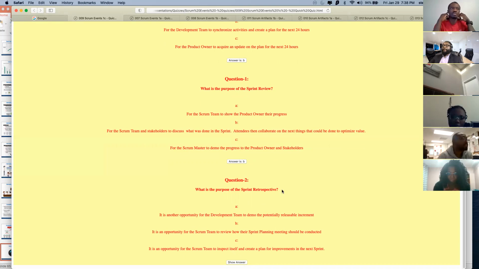Okay. What is the purpose of the sprint retrospective? A, it is another opportunity for the dev team to demo the potentially releasable increment. B, it is an opportunity for the Scrum team to review how the sprint planning meeting should be conducted. C, it is an opportunity for the Scrum team to inspect itself and create a plan for improvement in the next sprint. A, B, or C?